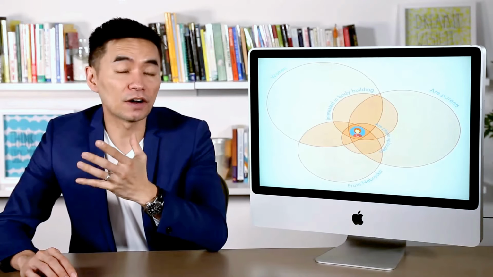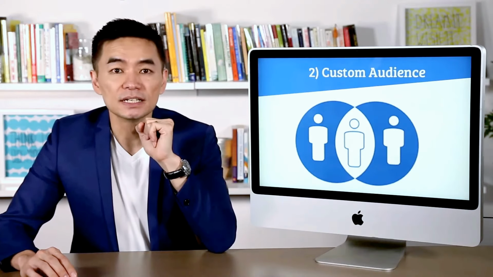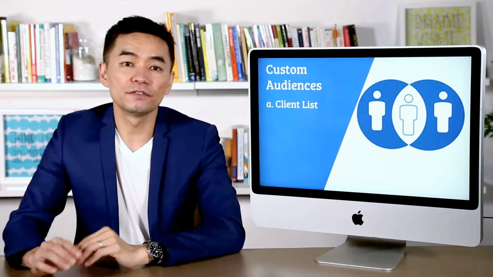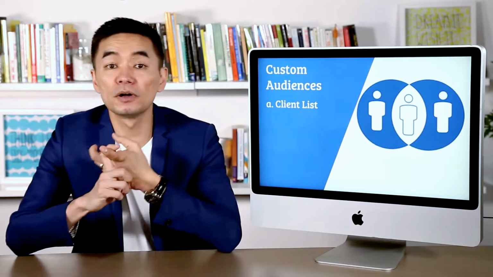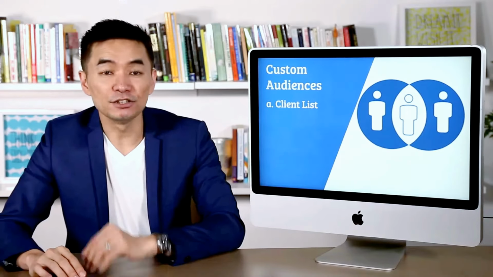It's that hungry crowd like we talked about before. Second is custom audience. So there are 4 types of custom audiences. You can upload a client list. So if you've got an existing list of mobile numbers or email addresses, you can actually upload them to Facebook and you can target to them.